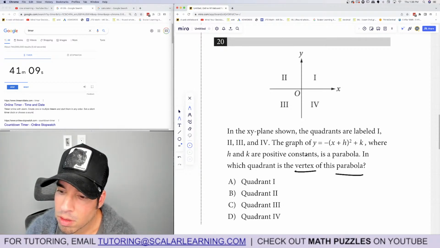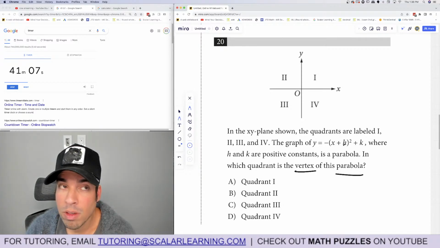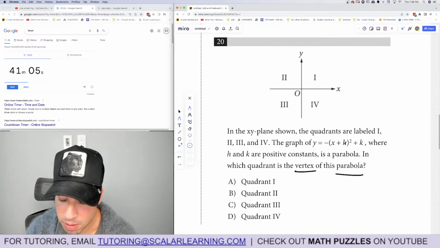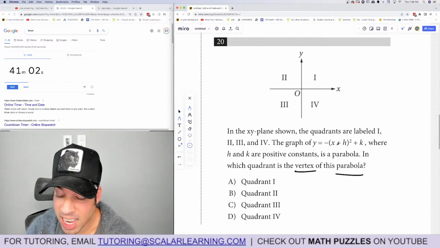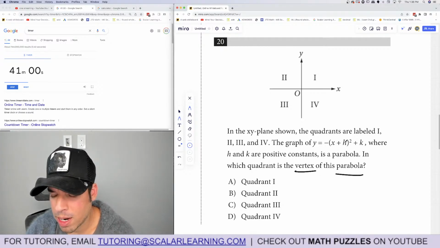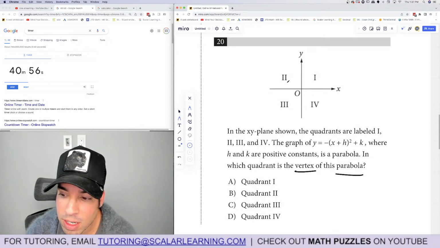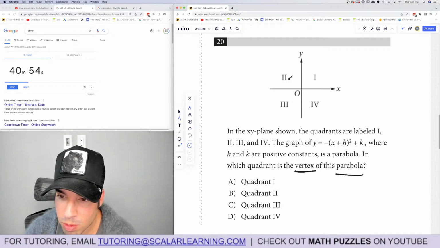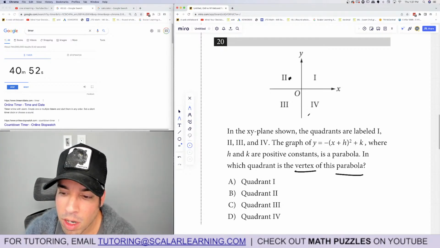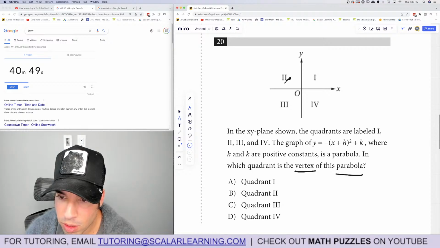Positive constants. So h and k are positive. So if h is positive, and this is x plus h squared, you know, normally x minus h squared would mean the x value of the vertex is positive. So the vertex is actually negative, and it says k is positive. So that means my vertex is up here. And then because it's negative in front, it's going down.